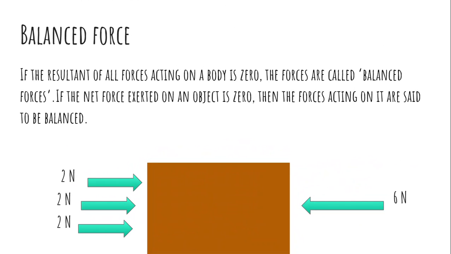Now there are two types of forces again, balanced and unbalanced. Balanced forces: if the resultant force acting on a body is such that the acceleration of the object is zero and its velocity remains constant, then it's said to be balanced. For example, when you first look at the box, you will assume that it's not moving. If we have three people on the left side pushing with 2 Newton force each and one person on the right side pushing with 6 Newton force, then since both the forces balance, the box won't move. So that's a balanced force.